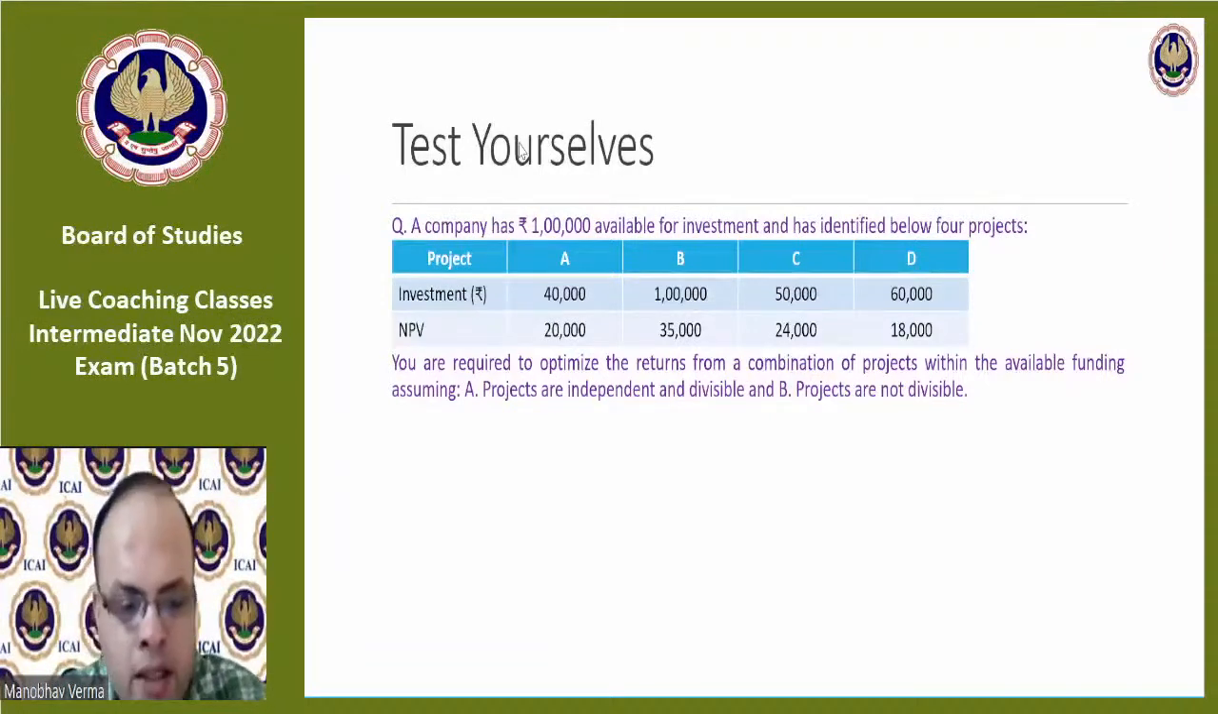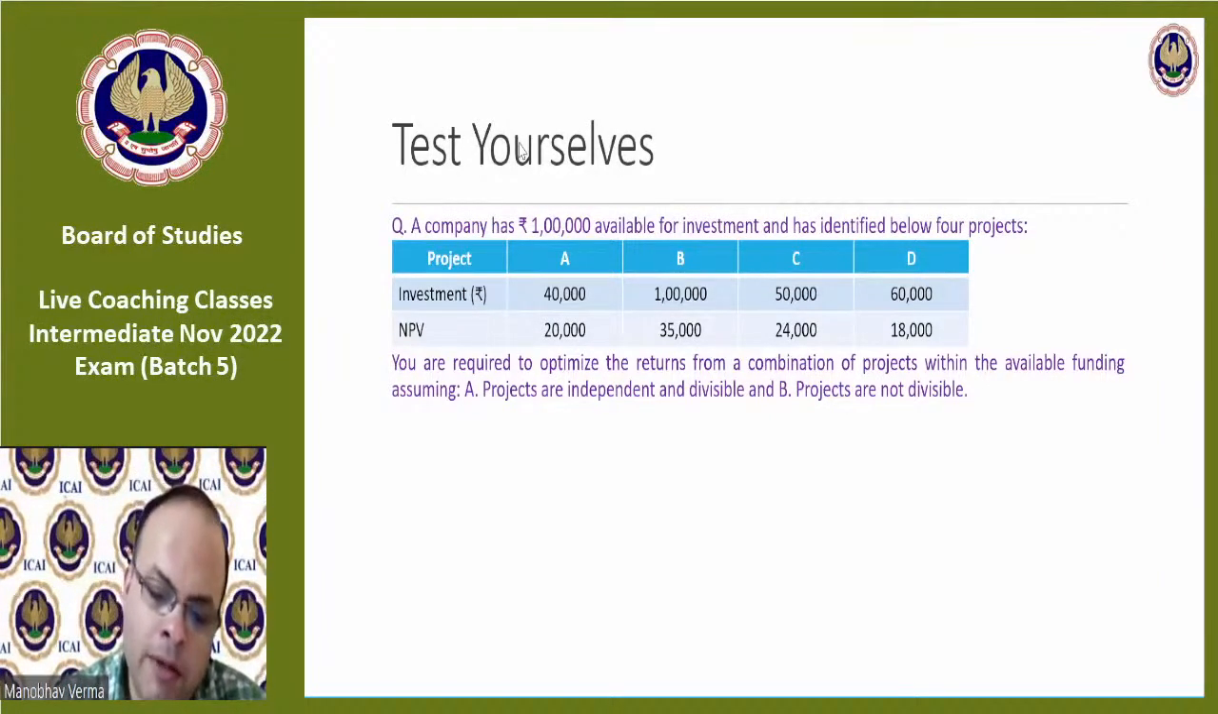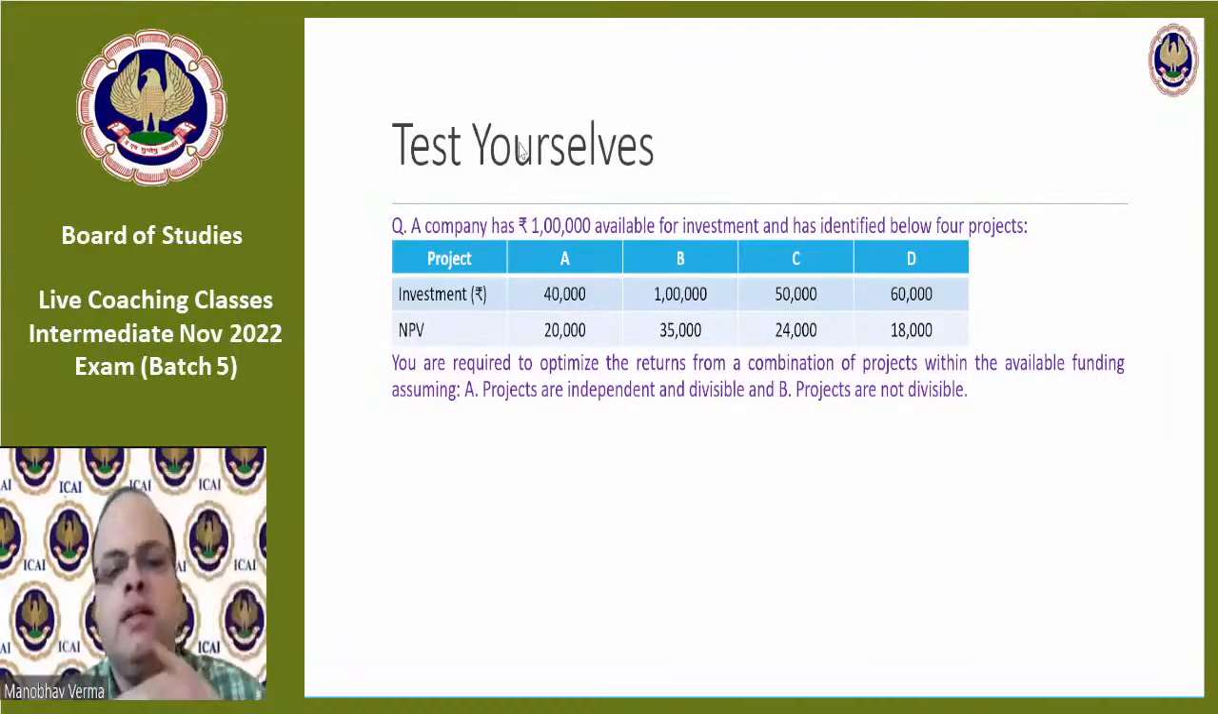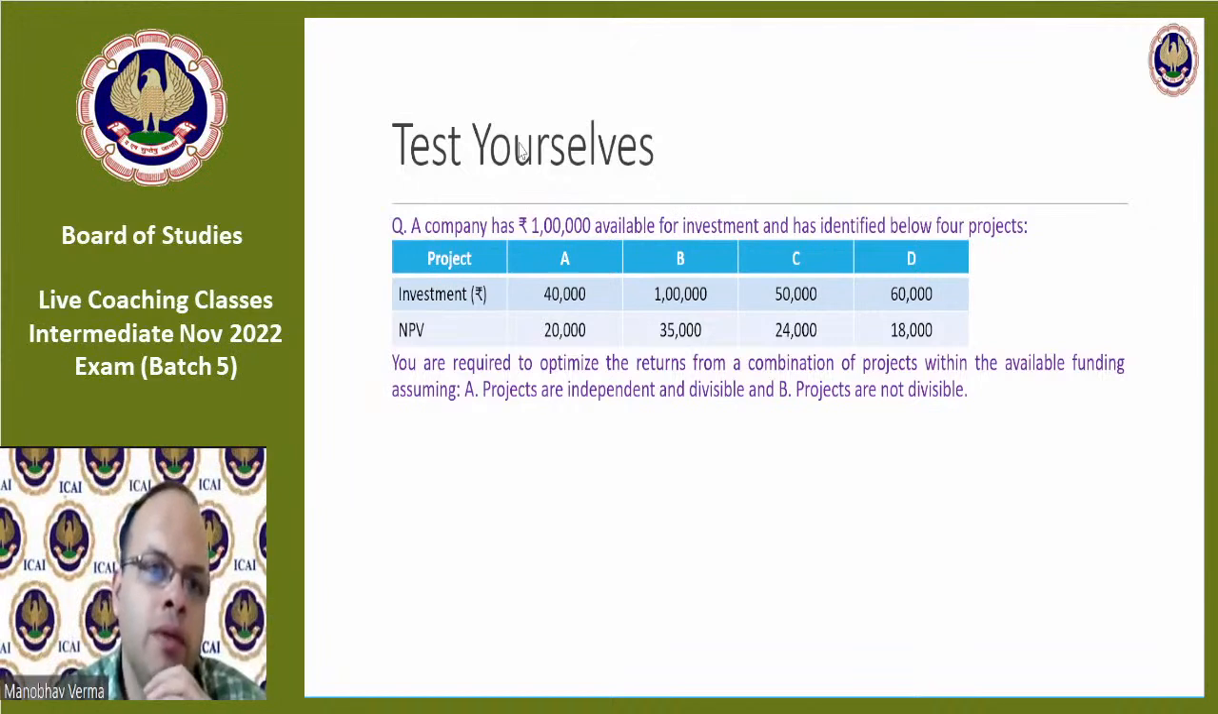Hiral has a point. Hiral says project divisible means project can be accepted in part. Yes, Hiral, absolutely correct understanding. So let's try to test yourselves here. Can you guys tell me part A? If the projects are divisible here, what is the combination you would go for?